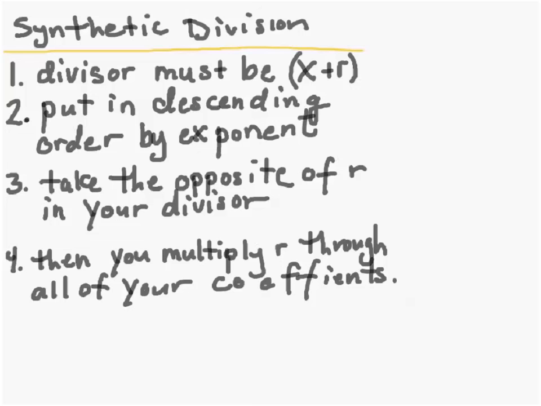Okay, that's step 2. When you start doing your synthetic division, the number you're multiplying all of your coefficients by is the opposite of your r. So if you have x minus 2, you multiply through with a positive 2. All right. Then you bring down all of your coefficients and multiply that r through each term. And remember, the last term is your remainder.